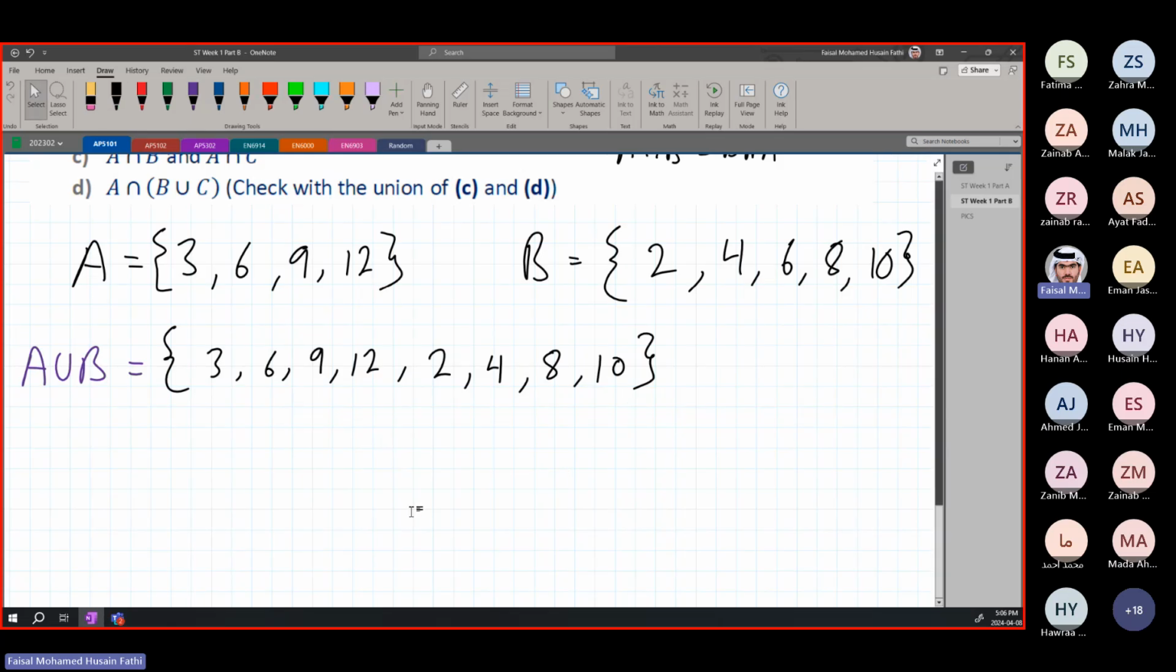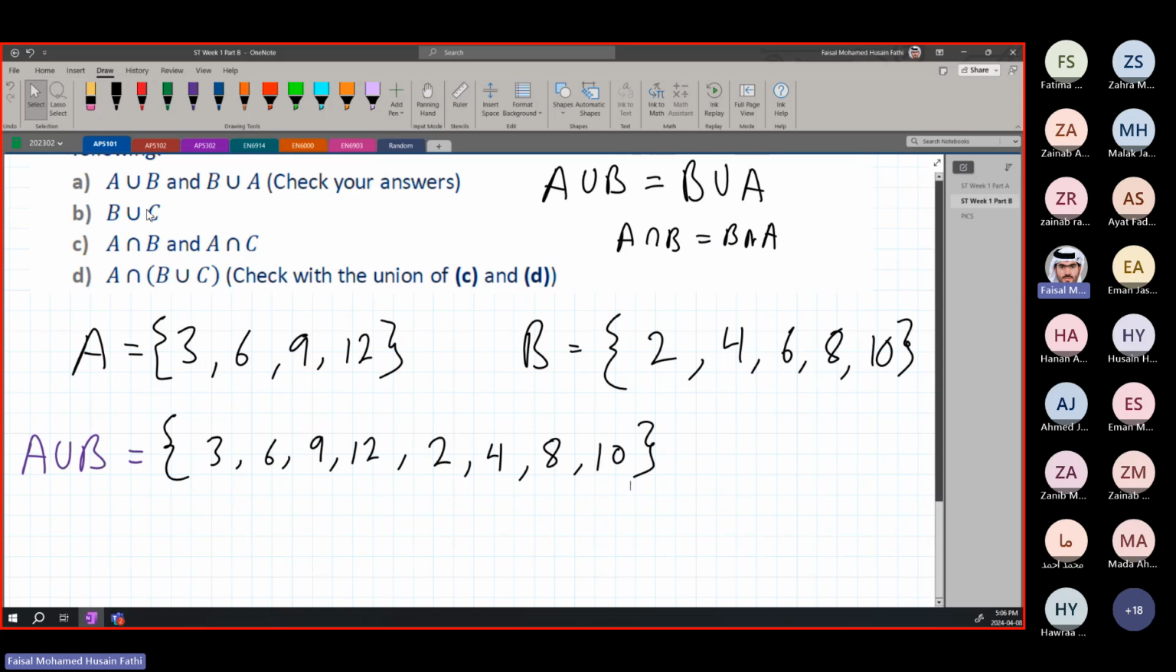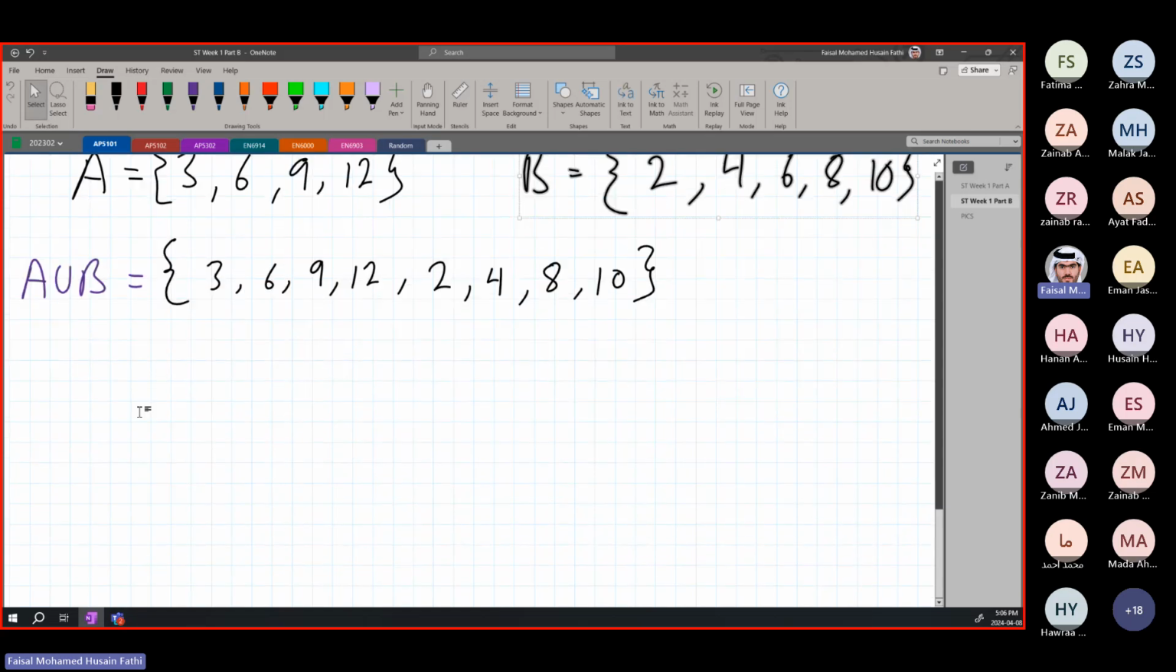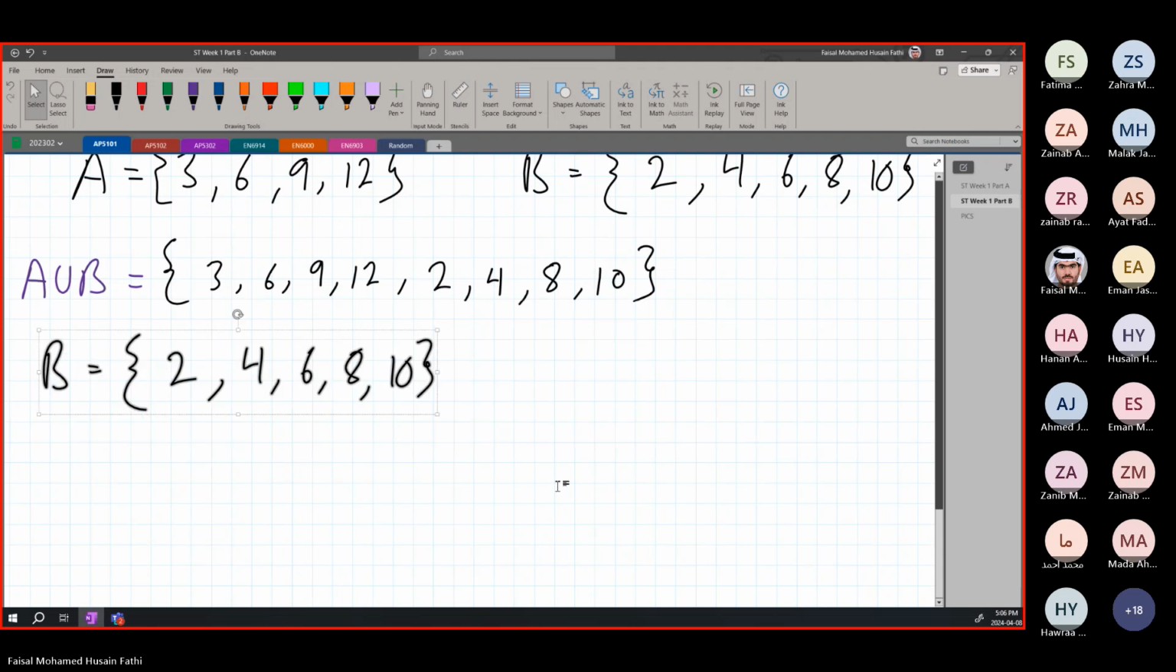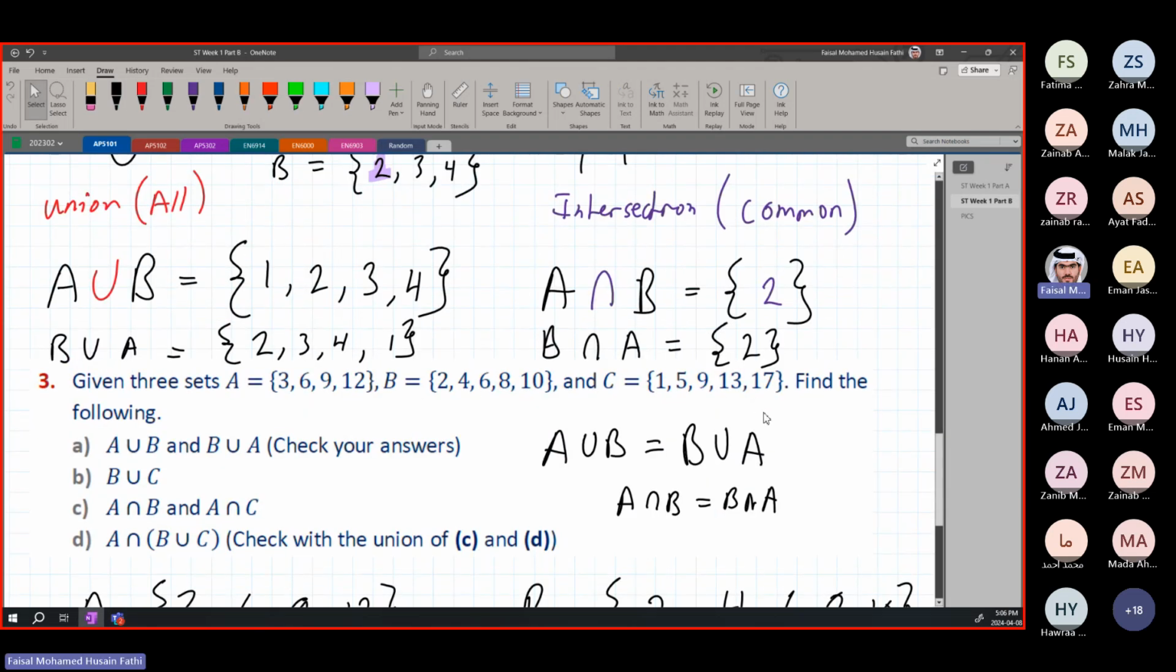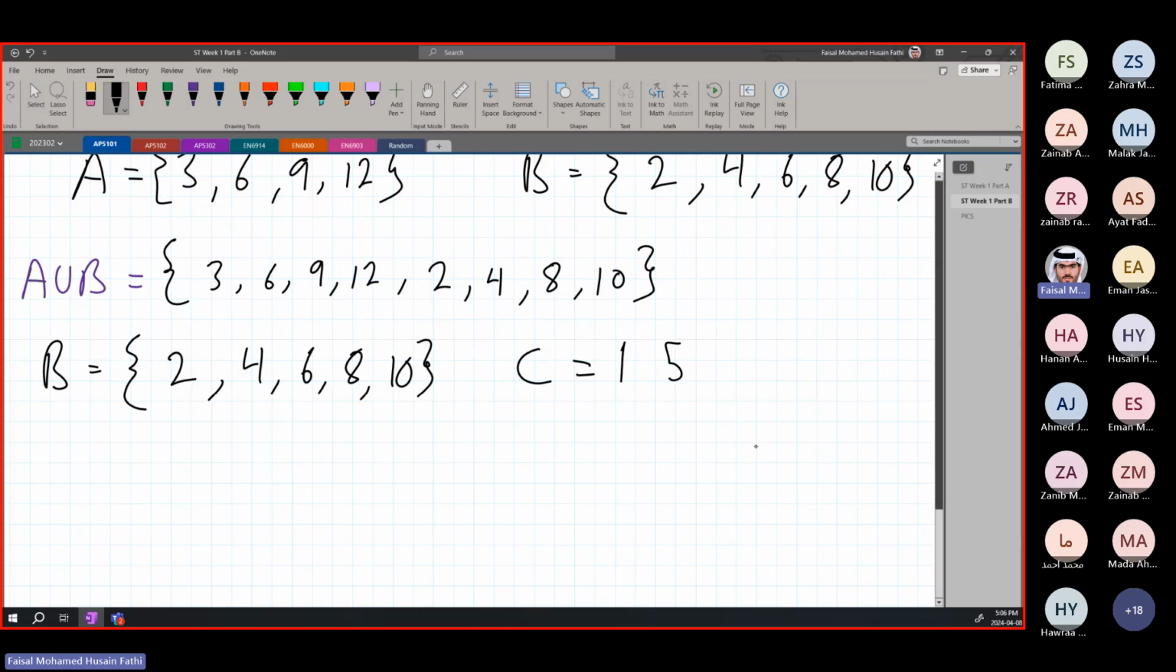All right. Same thing now. It says B and C. So we have our B over here. And C is given to us to be equal to 1, 5, 9, 13, 17.